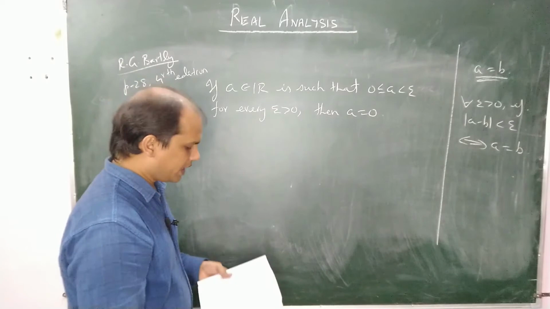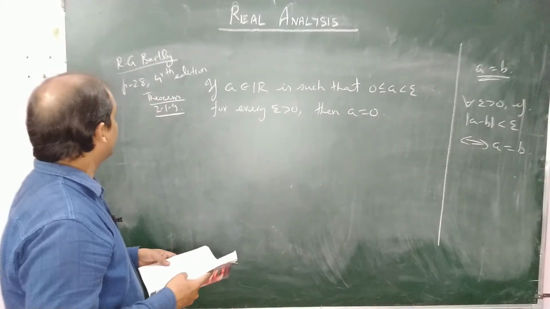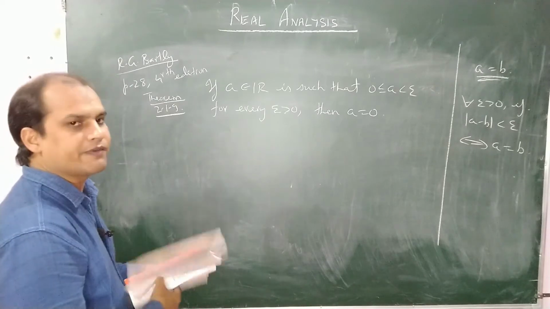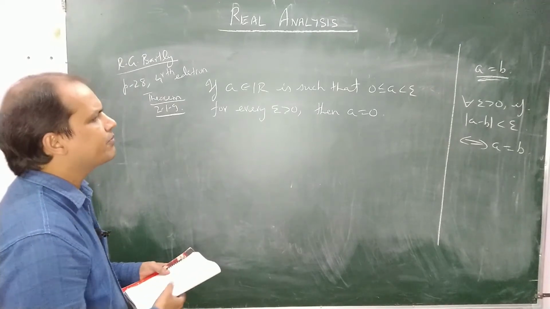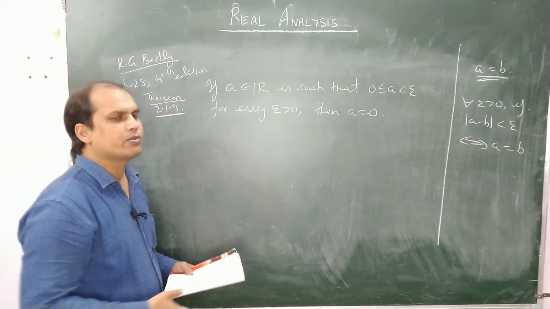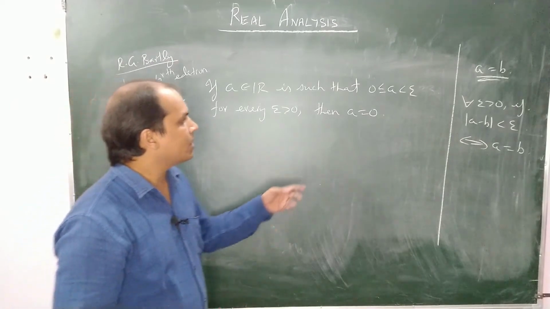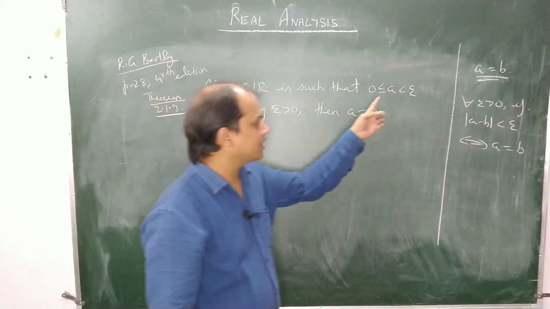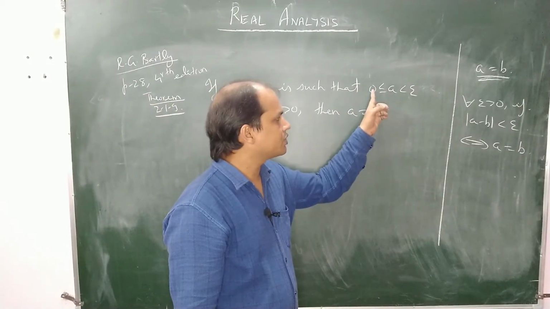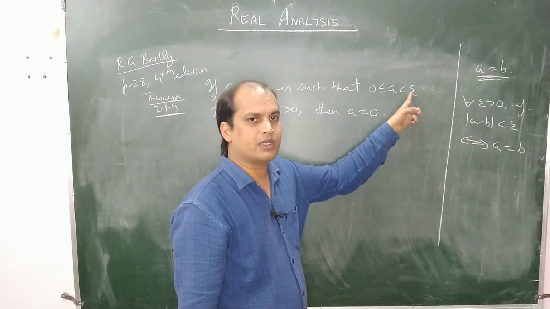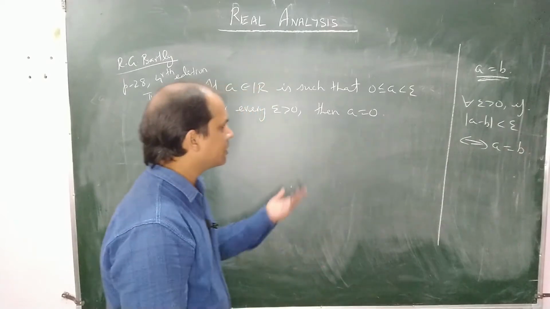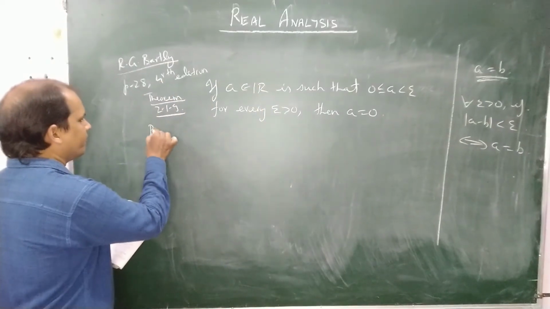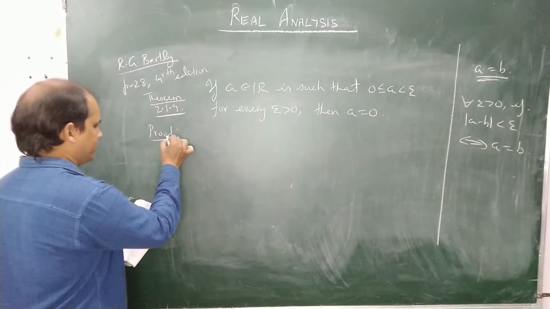So just look at page number 28 given in your book. Let me write its statement, then I will explain it with a very simple logic. It's given in your book how to show that if there is a real number a which satisfies this condition, that a is greater than or equal to 0 and less than every positive epsilon, then a will be 0. So for this, let me first write its proof, and then I will explain.